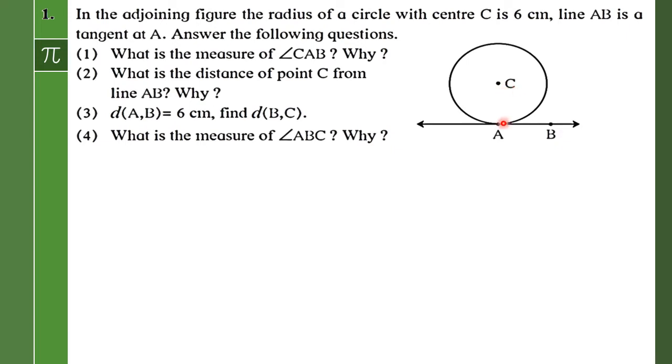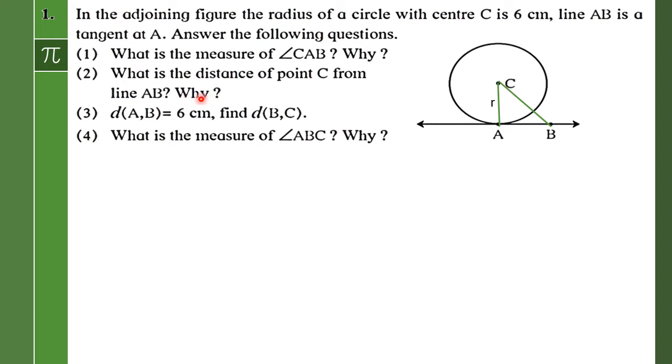If you join the segment CA, then CA is perpendicular to AB, since by the tangent theorem the radius is perpendicular to the tangent at the point of contact. So this angle CAB is 90 degrees. That is the reason. First let's make the construction. Joining CA, which is the radius, and then we will join CB also, because we will require it in the next questions. Second part is, what is the distance of point C from line AB? The distance of point C from line AB is the same as CA.